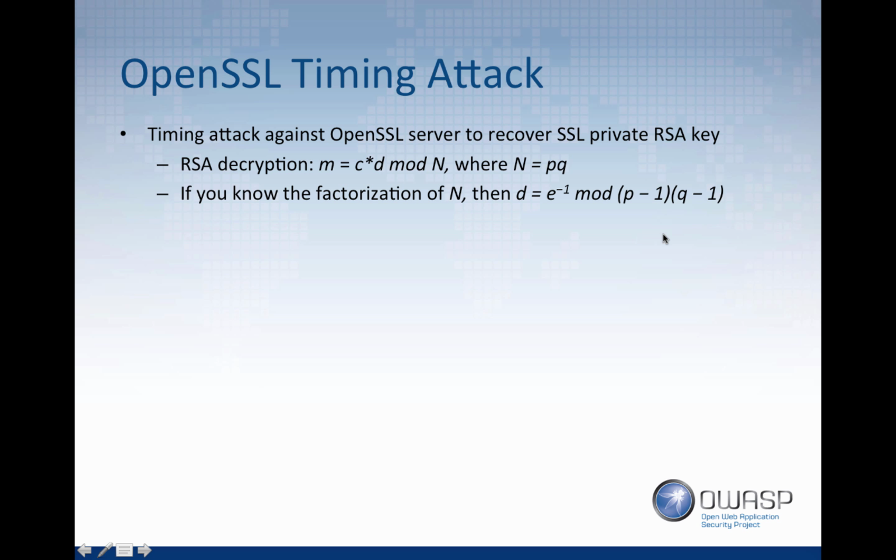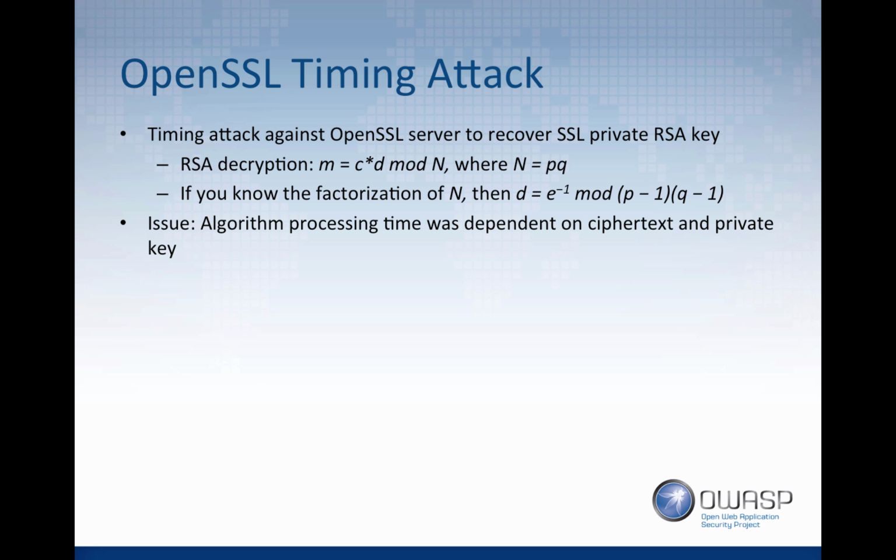So if we can figure out the factorization of N, we're golden. We have your private key, right? And so we can decrypt all your messages. Now, as the attacker, we can control C. We can ask, I want you to encrypt this, encrypt this, encrypt this. So we can ask lots of questions about that, right?